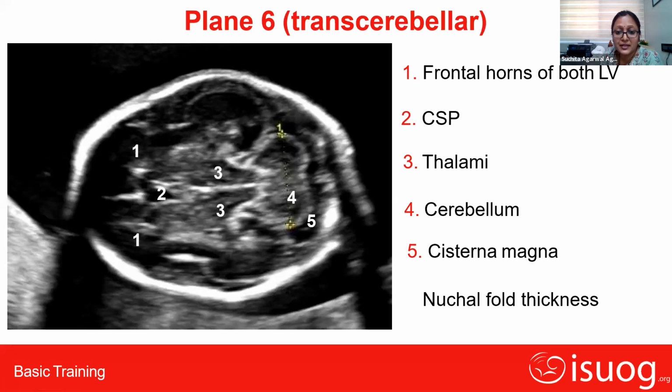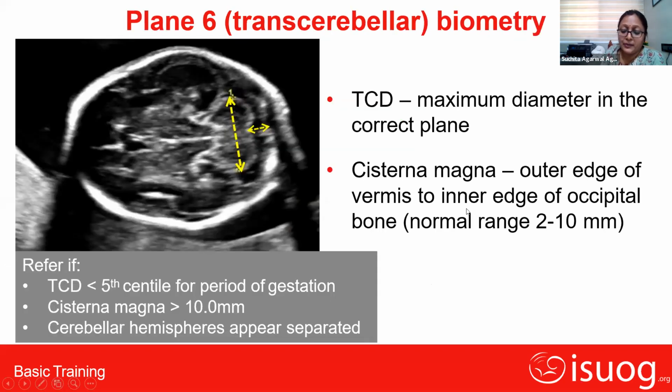How do we measure the Cisterna Magna? The Cisterna Magna is measured from the outer border of the vermis to the inner border of the occipital bone. Outer to inner. And the nuchal fold, how do we measure it? From the outer border of the occipital bone to the outer layer of the skin. Outer to outer. The normal value of nuchal fold is up to 6 millimeter, and the Cisterna Magna is between 2 to 10 millimeter.